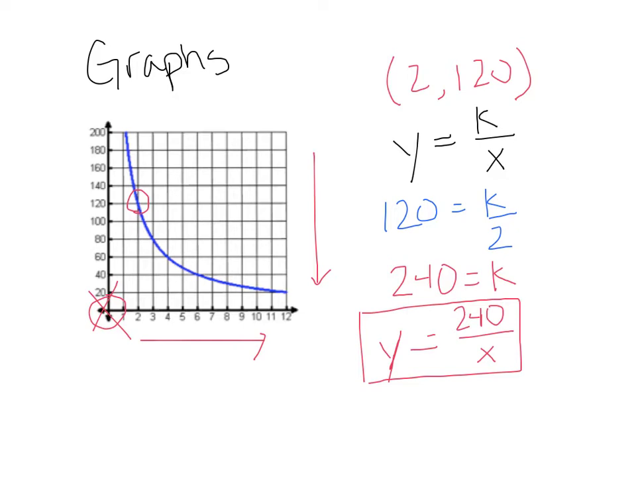Once you have this specific equation, you can find other pieces of information about the inverse variation problem. So let's just check this equation that we wrote. We know that (6, 40) is also on the graph. So to test that, we would want to see if 40 equals 240 divided by 6. That's true, so our equation is correct.